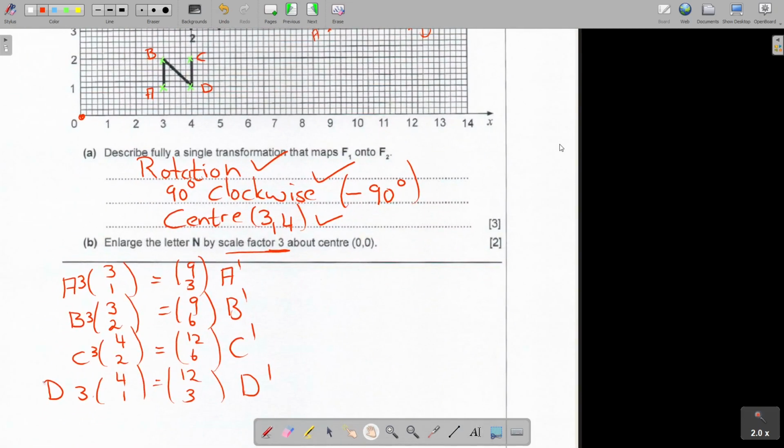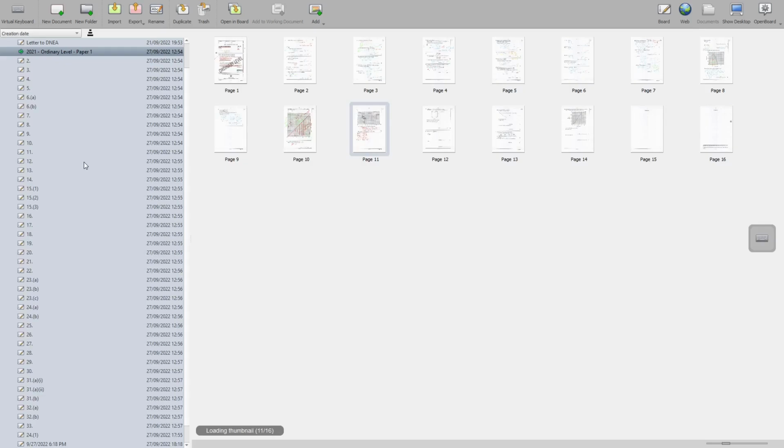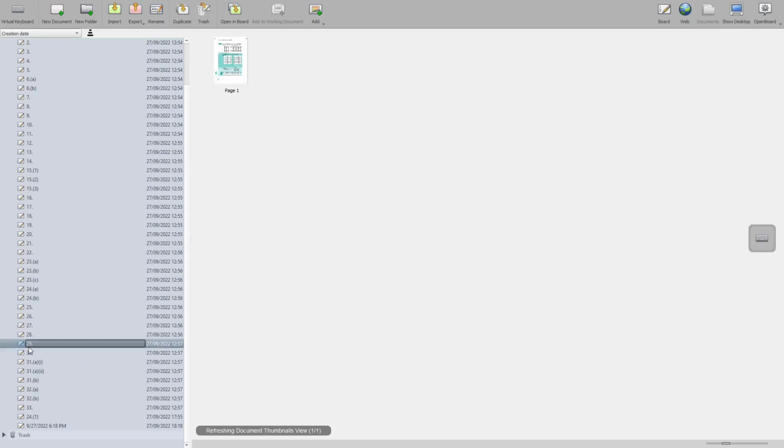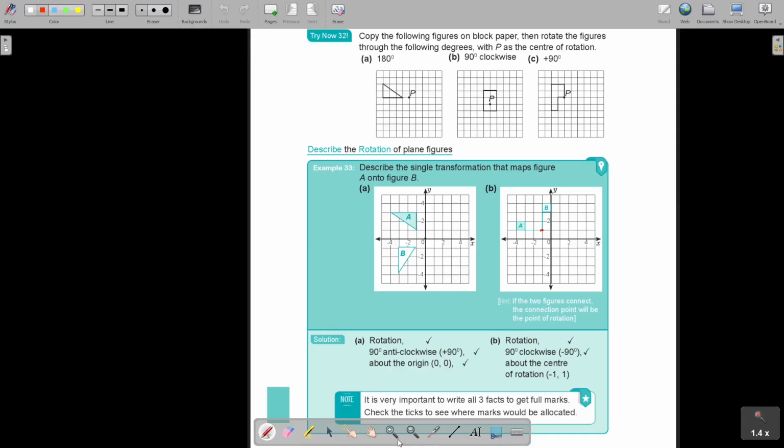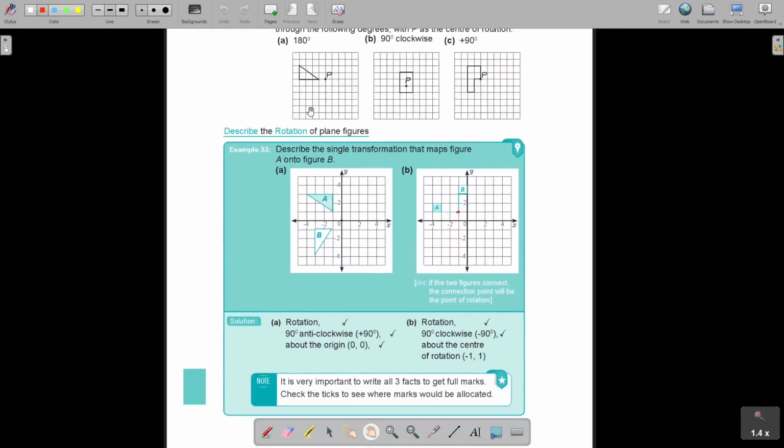Not so difficult. You can again go to the textbook, chapter 11. I just want to quickly check. I think it's chapter 11. I'll just show you. You can look, there's the different rotation, enlargement, chapter 11, Matrices, vectors, and transformations. Okay, let's go to the next one.